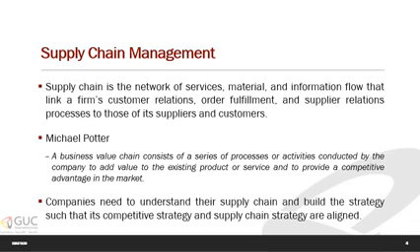To achieve competitive advantage, companies need to understand their supply chain and build a strategic alignment where the competitive strategy and supply chain strategy are aligned towards the same objective. Strategic alignment refers to the consistency between the customer priorities that the competitive strategy hopes to satisfy and the supply chain capabilities that the supply chain strategy aims to build.